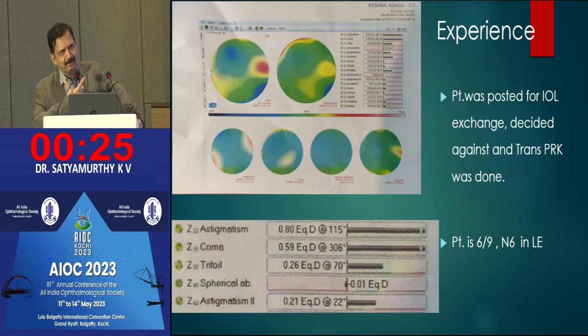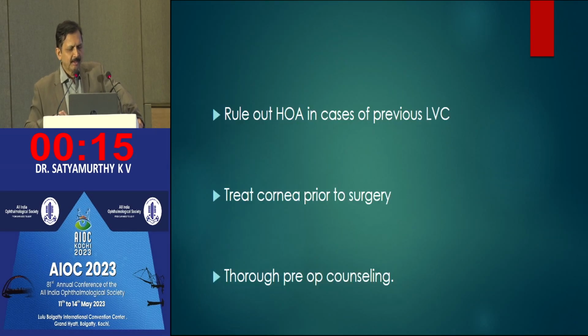After doing topo-guided PRK, the patient is now 6/9 and 6/6 in both eyes, and reasonably happy. So it is always better to rule out higher order aberrations. Always look at the cornea, because that is what you are going to correct. And with corneal astigmatism, it is not just the axis which is going to tell you.